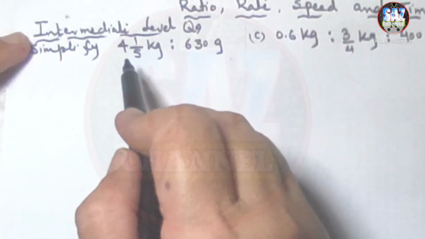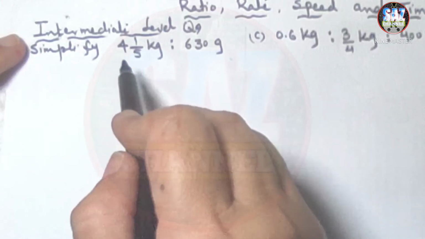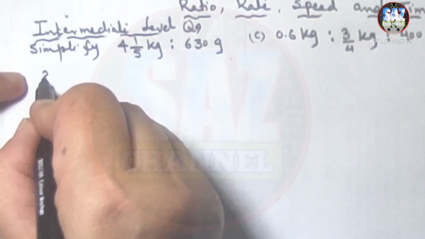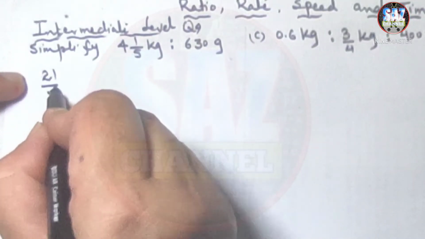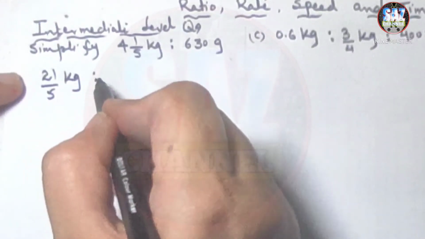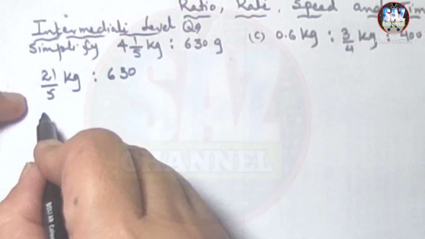So this is the mixed number. First of all, I have to turn it in form of the improper fraction. 4 5s are 20 and 1, 21 by 5 kg, and ratio is with 630 grams. Now 1 kg holds 1000 grams.